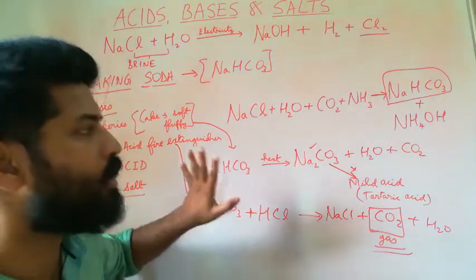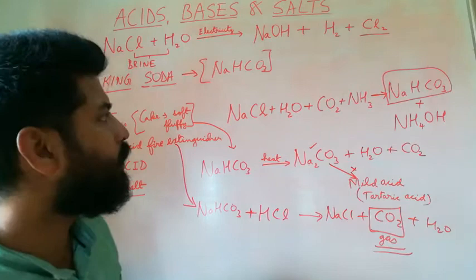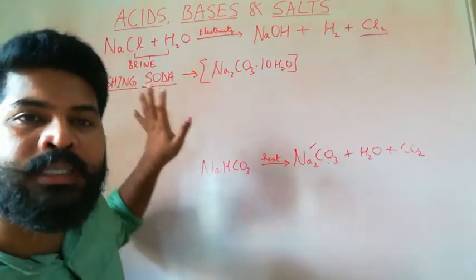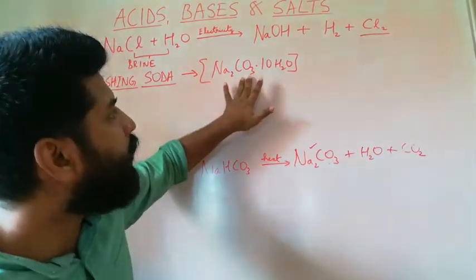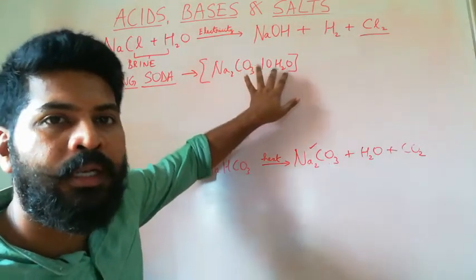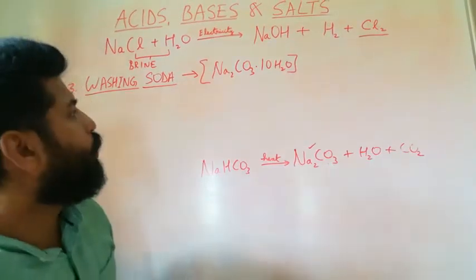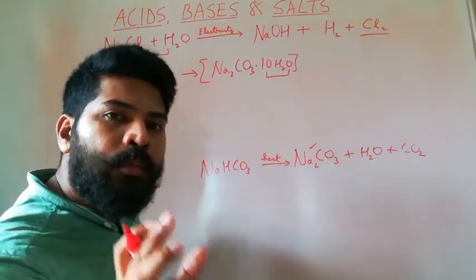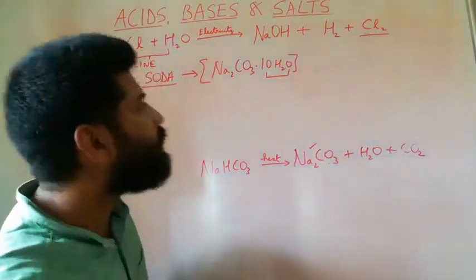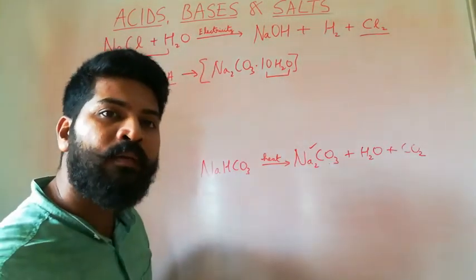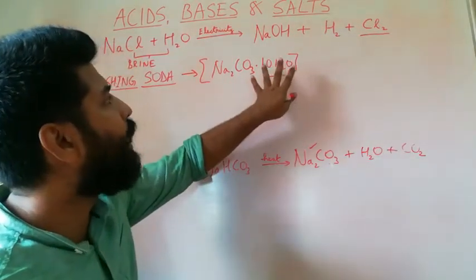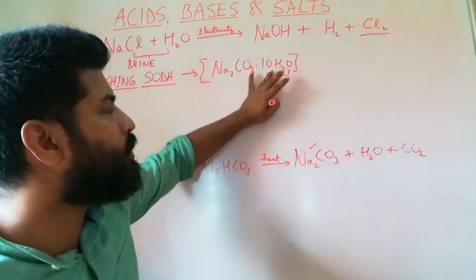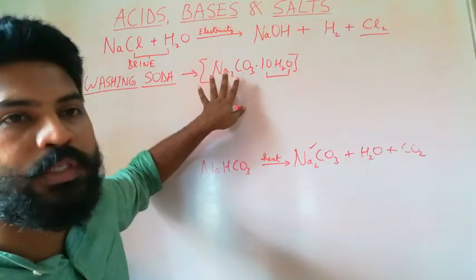appropriate chemical equations. The next salt we will be studying is sodium carbonate. Washing soda is chemically sodium carbonate dot 10H2O. This 10H2O is the fixed number of water molecule that is attached with the salt. Different salts will have a fixed number of water molecule attached, about which we will study later. So in the case of washing soda, there are 10 molecules of water attached to the sodium carbonate.